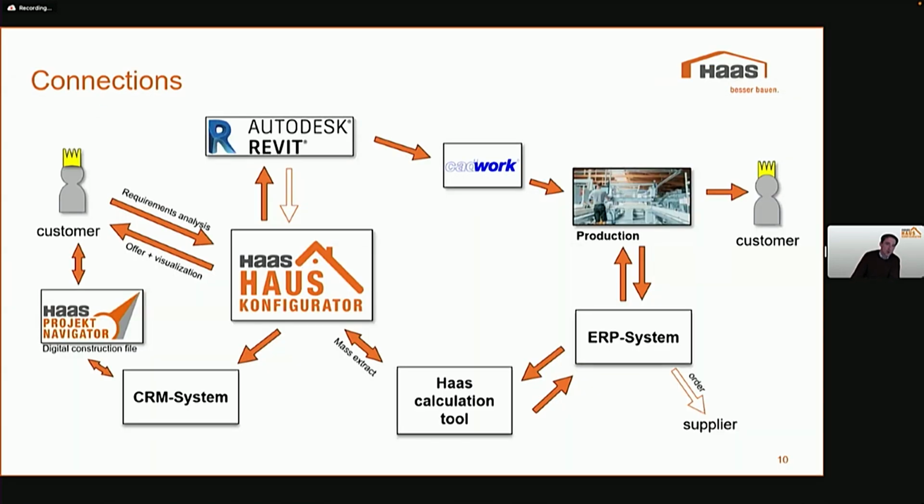With this overview, I want to give you an idea how all the software solutions work together. In the center, we have the Haas house configurator. The customer here on the left side can use the requirements analyzer and start his personal configuration. He can also share this model with friends, like I said before. And at the end, the mass extract here will be sent to the Haas calculation tool.